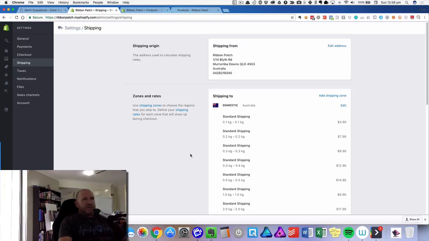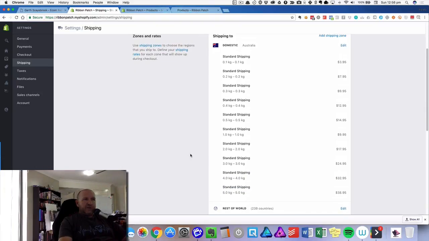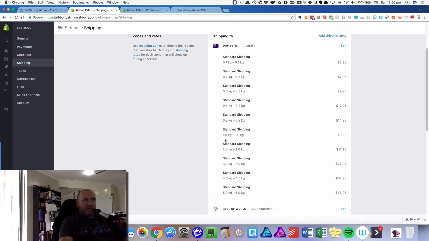So the first thing I talk about is the shipping table, which you've seen before. This would be slightly different depending on which country you're in. At the moment, I'm in Australia, so I've got Australia, and I'm using metric, which is kilos. If you're in the US, it'll say US, and you will have pounds instead of kilos. The difference is it'll be 0.1 pound instead of 0.1 kilo, and where you've got 1 kilo, it'll be 1 pound.